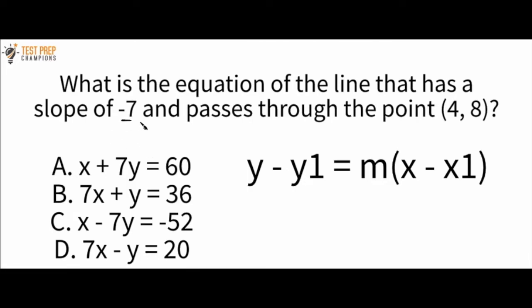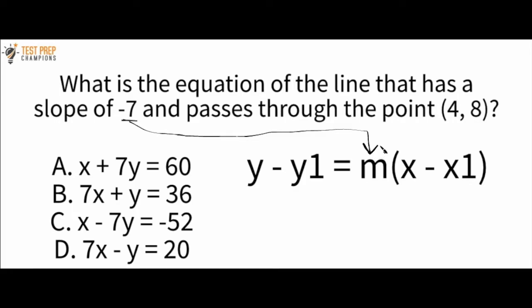So basically, what you have to understand is that this m right here means the slope. First, know to use this formula. You have to recognize that it's an equation of a line question, and they tell us that the slope is -7. So we're going to take the -7 and rewrite the equation, replacing m with -7. It's the first thing you have to do.